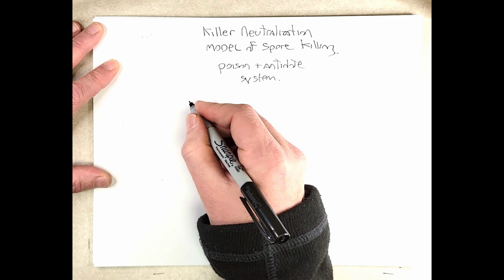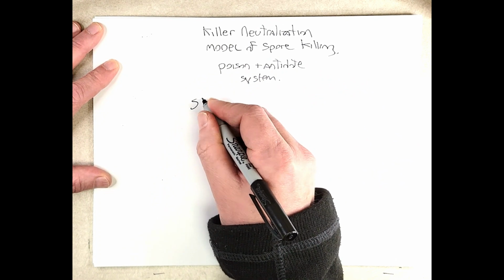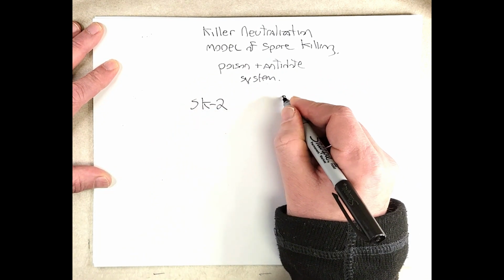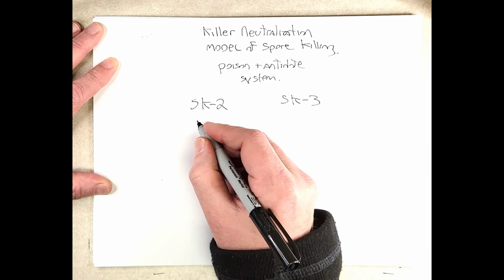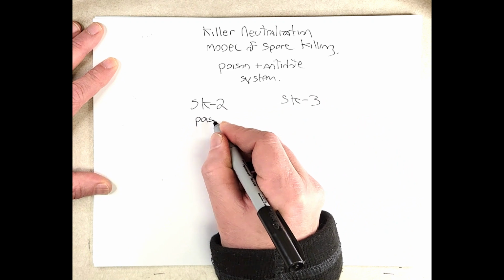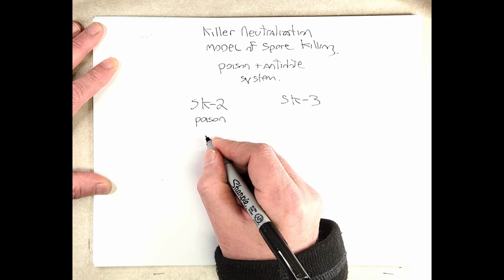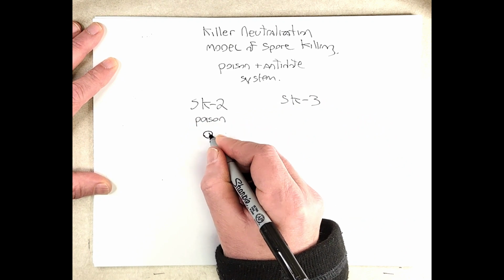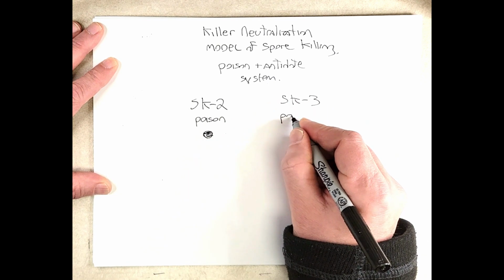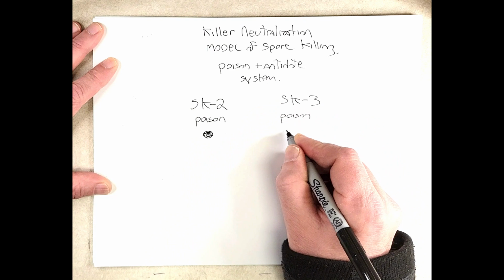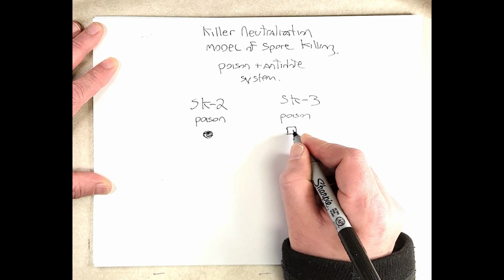Taking SK2 and SK3 as our examples, SK2 is presumed to make a poison. Let's say that poison has a certain structure. I'm going to make it a circle. And SK3 makes a different poison. I'm going to make it a square.